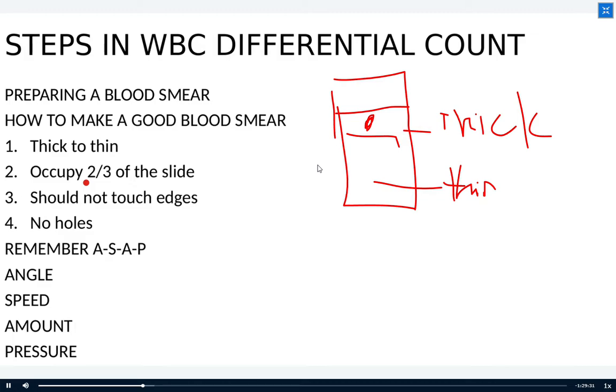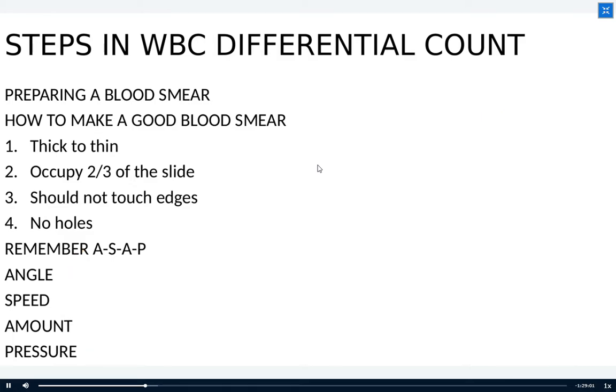And it shouldn't touch the edges. So it shouldn't reach this part. And there should be no holes. So sa ginawa ko, class, if you notice, may holes. So this is unacceptable, pangit. And there are a lot of reasons for that. I'll explain that later. Now, aside from that, class, you also have to consider the following when making a blood smear. Your angle, your speed, the amount, and the pressure. So let's take a look at one of this.